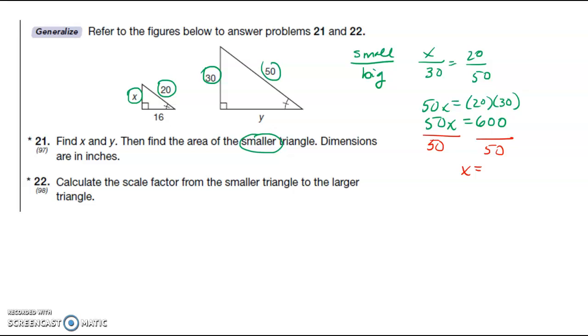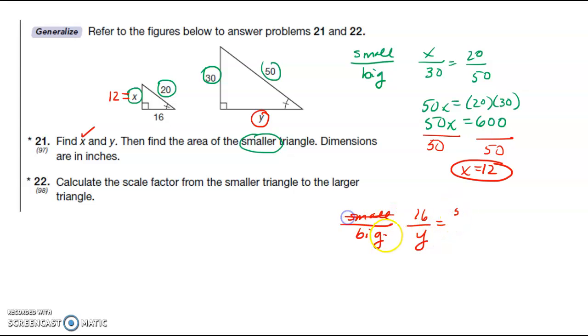But I don't trust myself. And I am right. Okay. So that's 12. That's the first thing we were supposed to find. And this is equal to 12. And then we need to find y. So we're going to do small is to big again. Okay. So let's do 16 is to y, and we'll do 50.